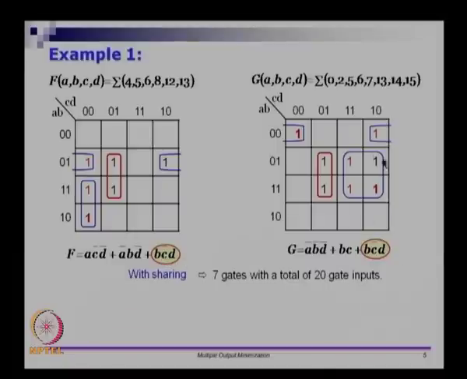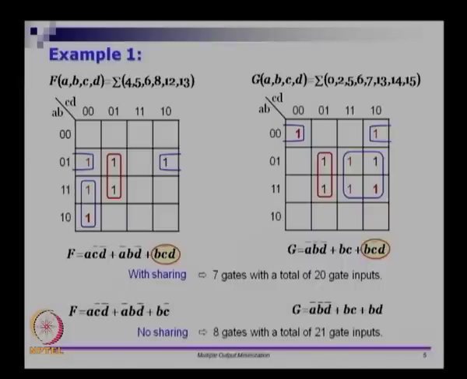On the right side we have a quad here that gives us B C, we have a group of 2 which gives us A bar B bar D bar, and we have B C bar D which is common. So with sharing we actually get 7 gates and a total of 20 gate inputs. So the number of inputs that come into the gates is actually 20. You ignore this for a while now, you need only 7 gates in this. So this is a very useful thing to have. Without sharing you would have had 8 different gates. So let us just leave this for a while. You can see that B C bar D being shared is useful.